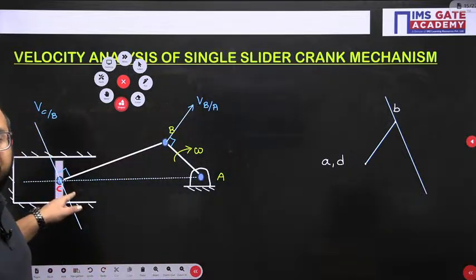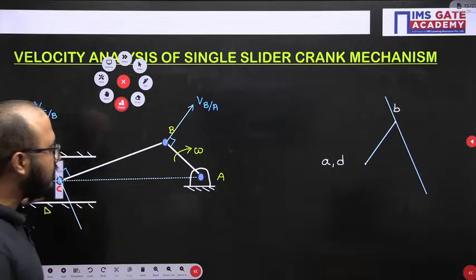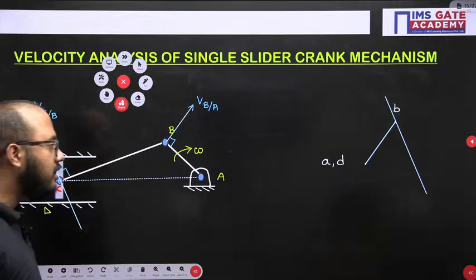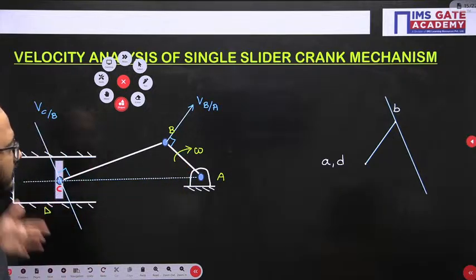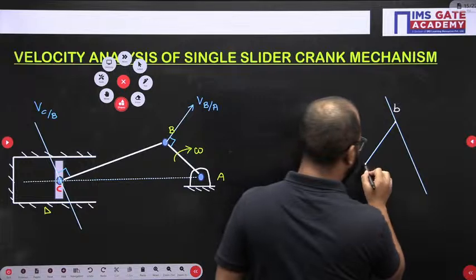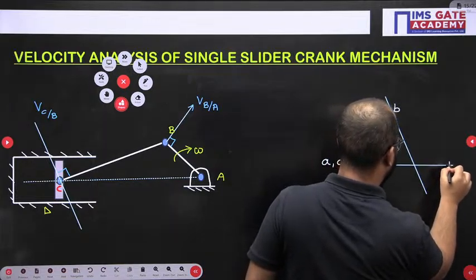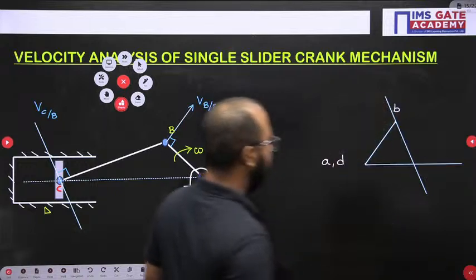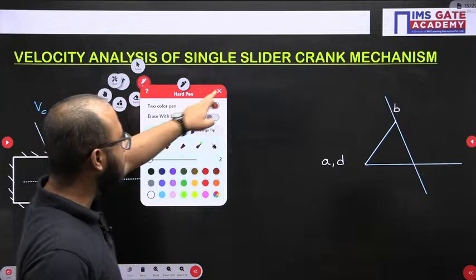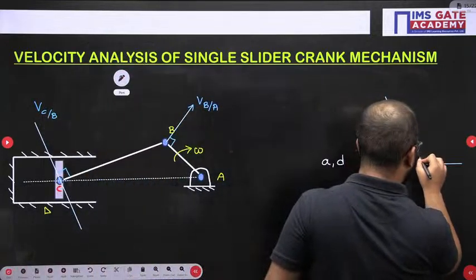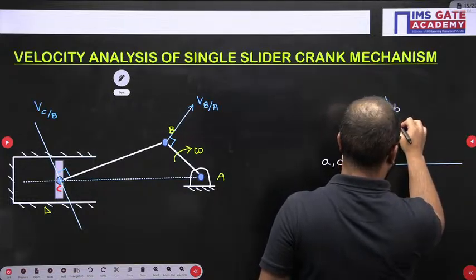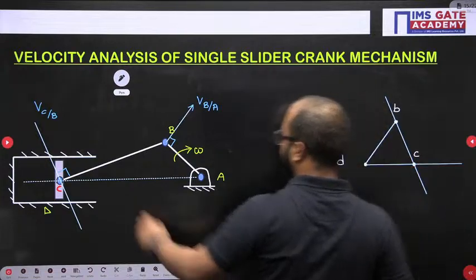Now the velocity vector of C with respect to D is this horizontal line. Why is it horizontal? Because C, that is the slider or piston, is moving in a horizontal direction with respect to cylinder D. So let us draw the horizontal line with respect to point D. Fine, like this. All the vectors I have drawn properly. Now the next thing, this point will be point C.